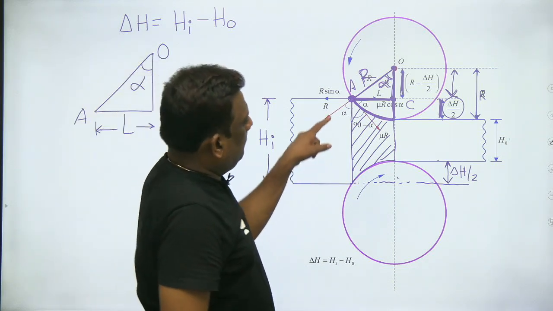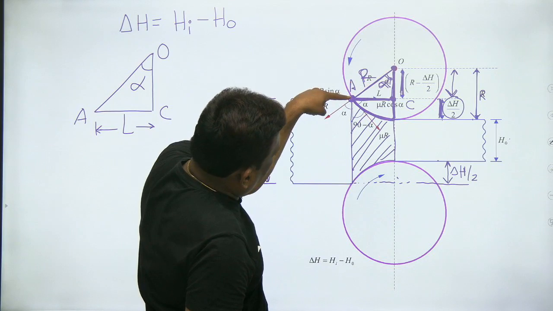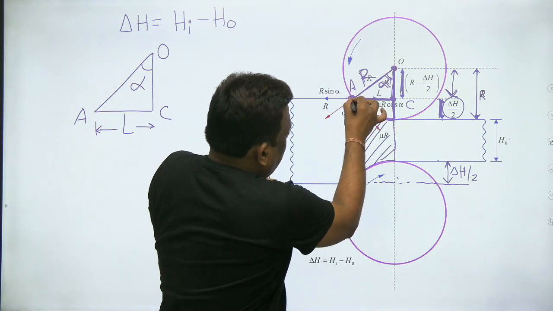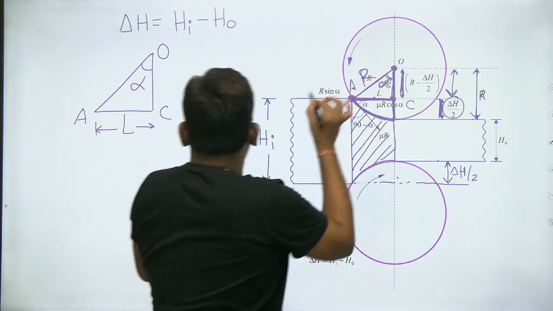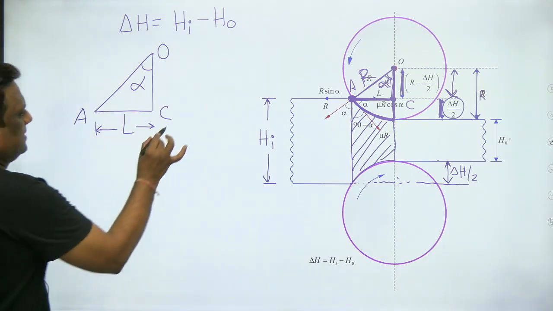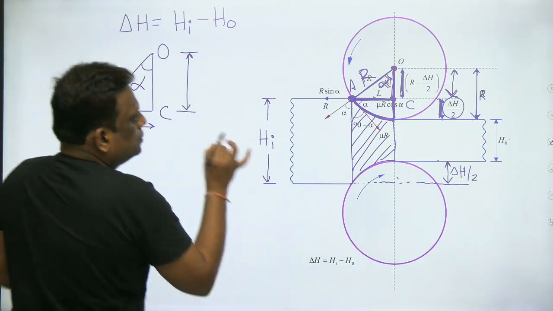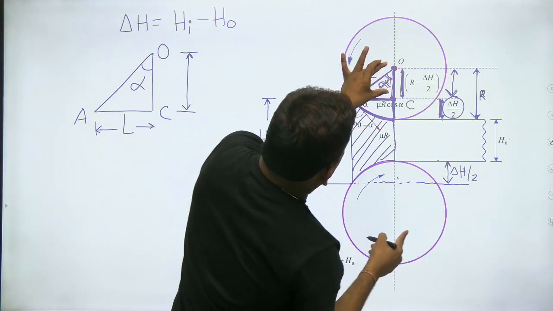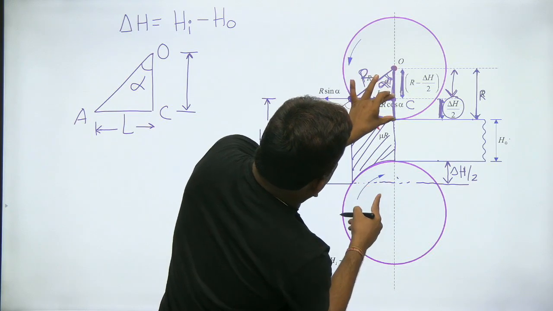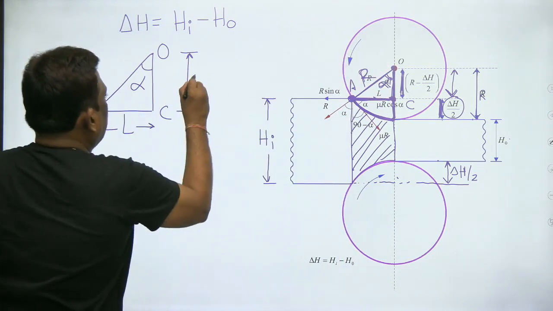The angle made by the workpiece with the vertical, this is the vertical, and from here the contact is made, and from here with the vertical, this is the angle of bite alpha. Okay, simple plain mathematics, and you know this length exactly. So the overall is R, and I want OC. This is delta H by 2. This is R. So this will be R minus delta H by 2.